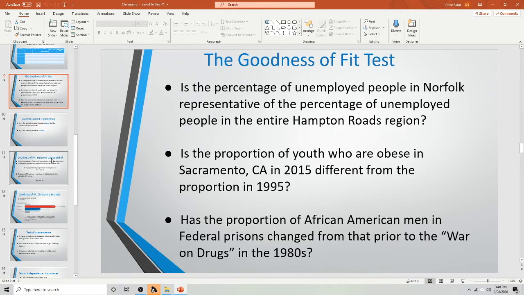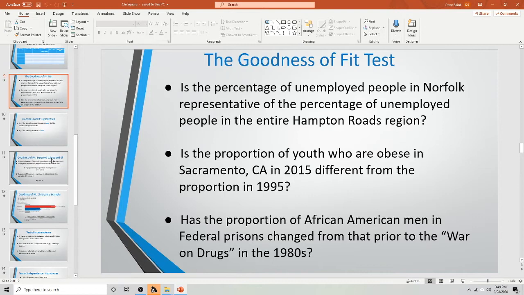Or you could compare the proportion of youth who were obese in Sacramento, California in 2015 to the proportion that were obese in 1995, and see if there's a statistically significant difference. Or you want to see if the proportion of African American men in federal prisons has changed from prior to the drug war to after the drug war. In that case, you'd probably be comparing two different populations and not just a sample to a population. You may have two known populations. The important thing is you're just comparing a sample to a population, or in some cases a population to a population, to see if there's a statistically significant difference.